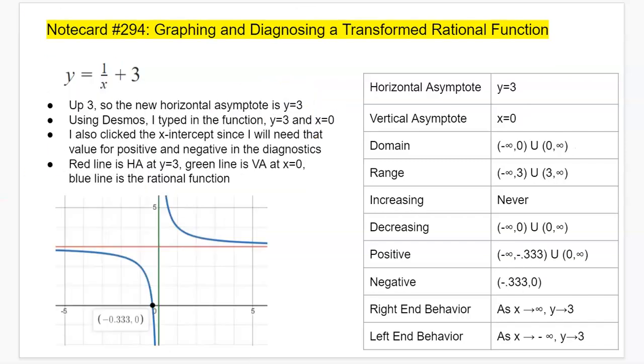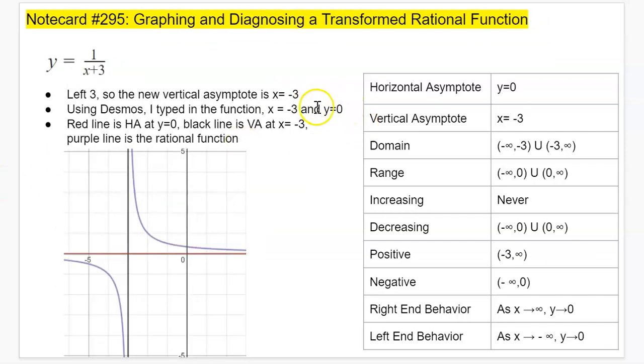asymptote is x equals negative 3, okay? But my horizontal asymptote is just y equals 0 because it didn't get moved up or down any. So using Desmos, I typed in the function, my asymptotes, and here they are. The red line is the horizontal asymptote at y equals 0. The black line is the vertical asymptote at x equals negative 3. And the purple line is the actual rational function.